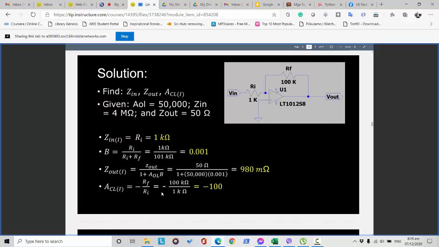Now, what will be our inverting amplifier's closed loop gain? The formula is equal to negative Rf divided by Ri. So that will be equal to 100 kilo ohms divided by 1 kilo ohm, and that is equal to negative 100. So these are the answers and solutions for this particular circuit.